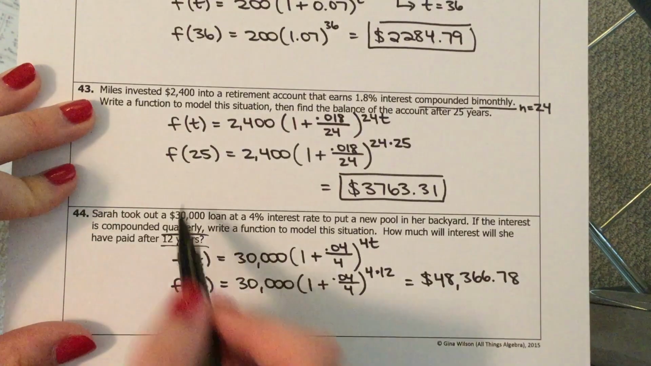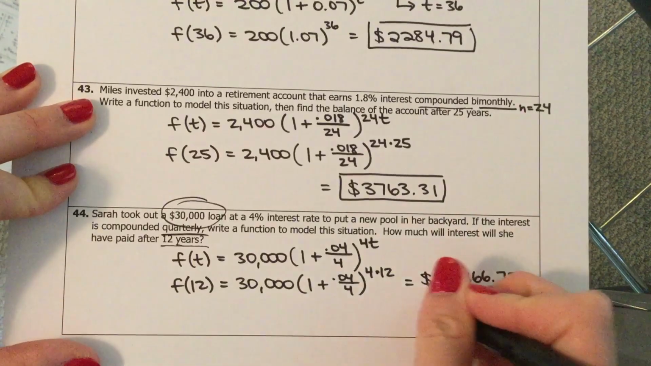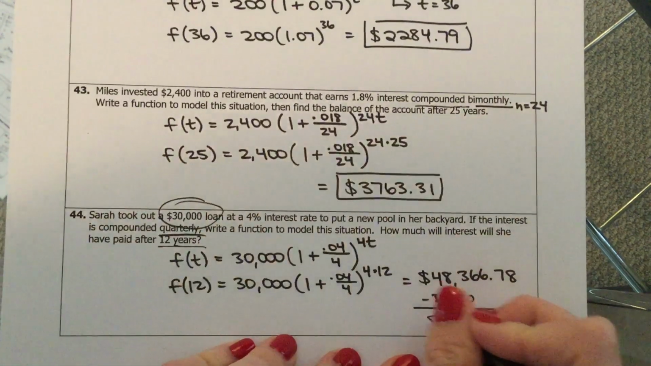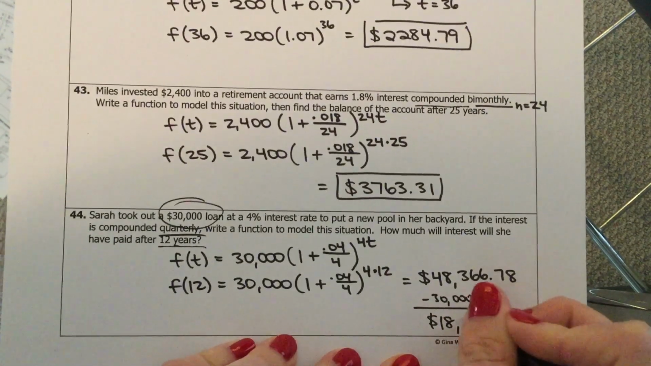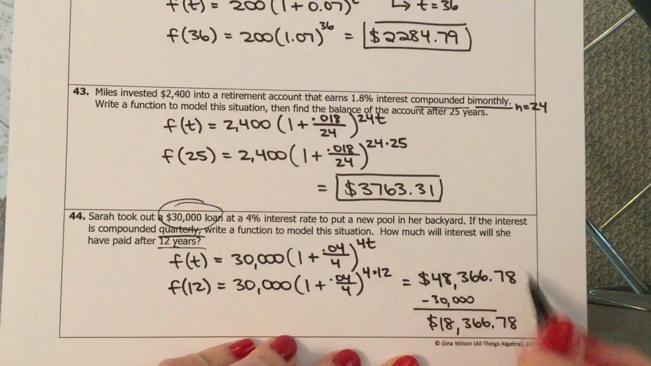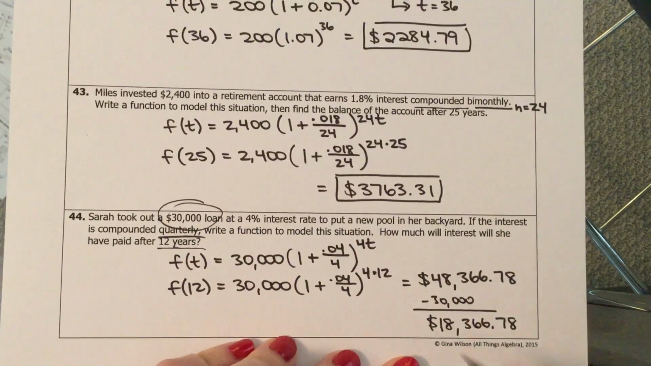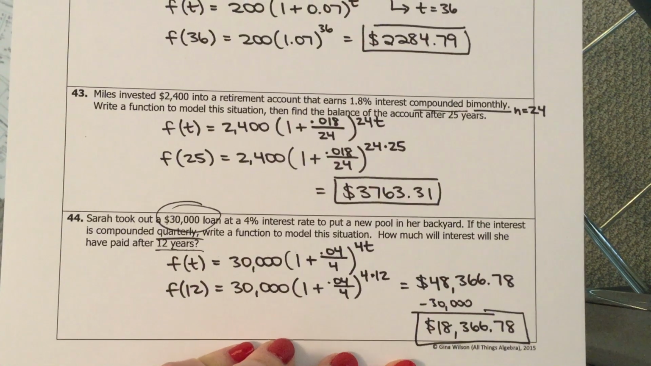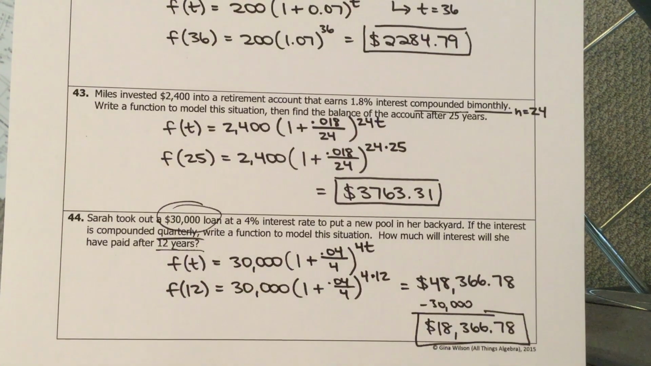So she's got the initial loan. When you subtract the $30,000 from that, you end up with $18,366.78. So this is how much she's paid after 12 years. This is all that the loan was, so this much would be her interest. All right, on to our very last topic, topic 8, which is about regression.